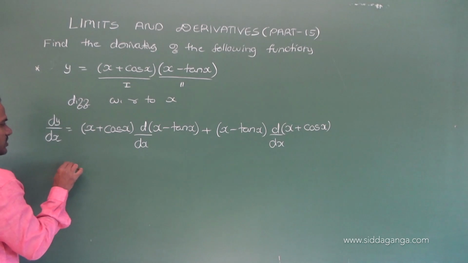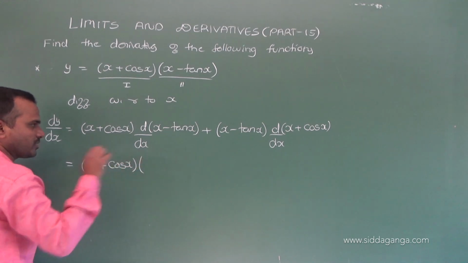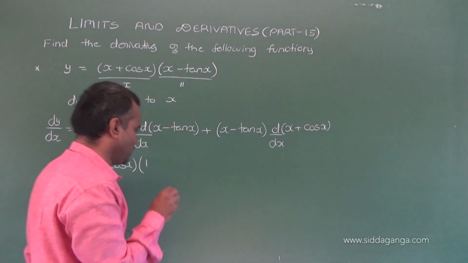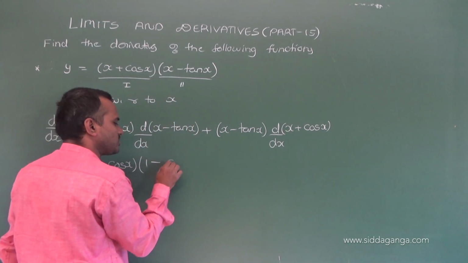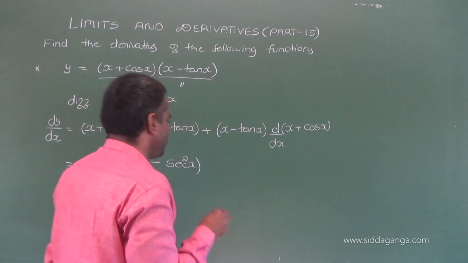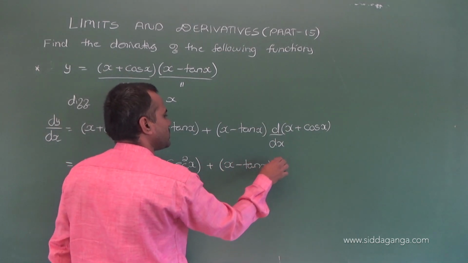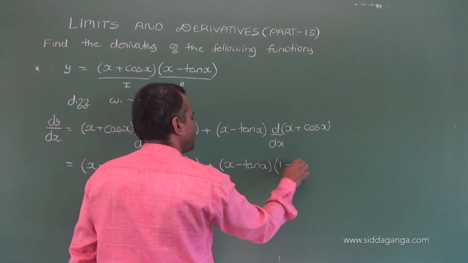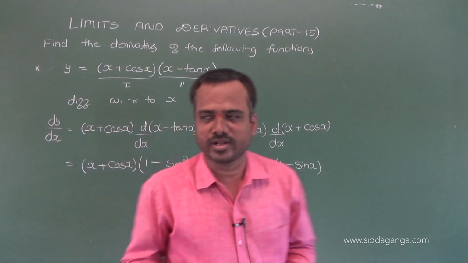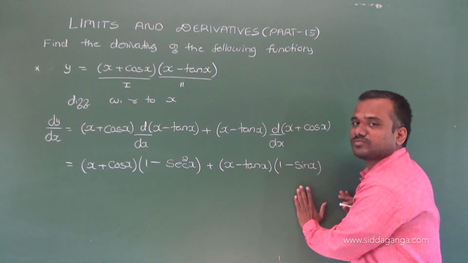So that is equal to, observe this problem, you also solve. x plus cos x into derivative of x, which is 1, minus derivative of tan x, secant square x, plus x minus tan x into derivative of x, which is 1, and derivative of cos x, which is minus sin x, minus into plus minus sin x. I think this is enough for this problem. No need to simplify this one.